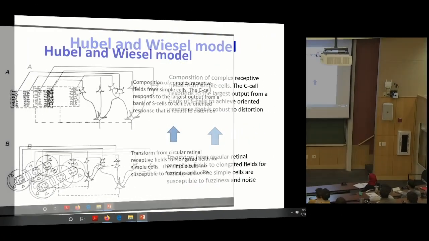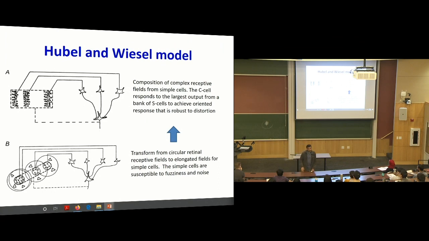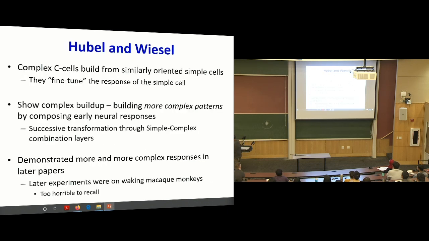Right? But then the S cell tends to be not very robust. It will fire if there are random flashes of light, if there's noise, and so on. The next level, which is the C cell, looks at groups of S cells, and that fires only if a majority of the S cells fire. So it sort of cleans up the act of the S cells. And so the overall structure has something like this. The complex cells build up from similarly oriented simple cells. So there's almost tautological terminology over here. Their responses build up from those of similarly oriented simple cells, or S cells, and they basically fine-tune the response of the simple cell. And then there's a build-up.